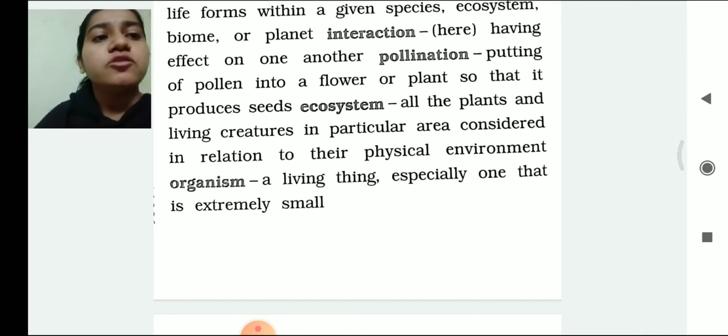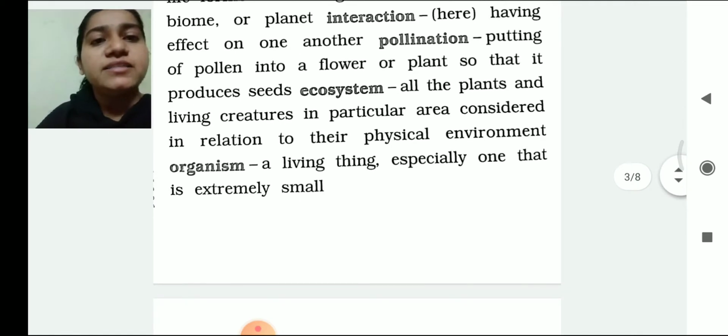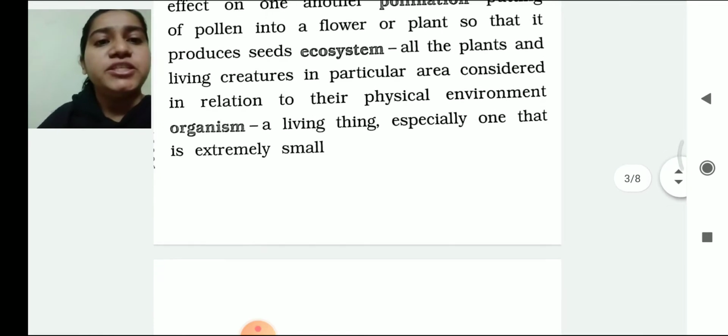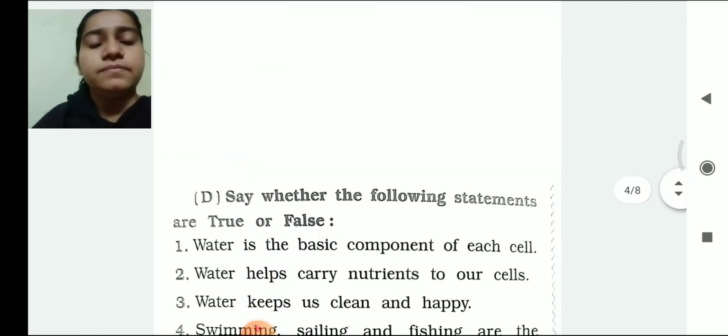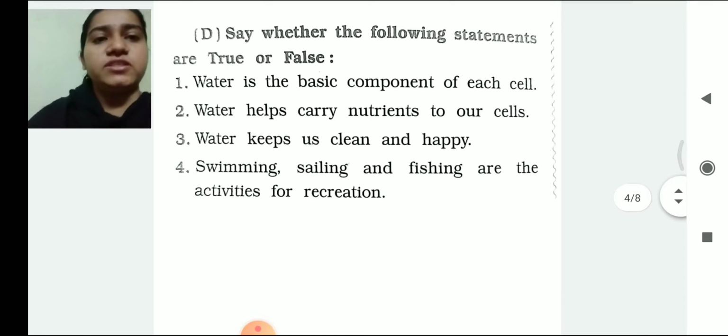Pollination, that means putting of pollen into a flower or a plant so that it produces seeds. Ecosystem, that means all the plants or the living creatures in a particular area are considered in relation to their physical environment. Organism, that means a living thing, especially the small ones. Now let's see the true or false of this chapter.